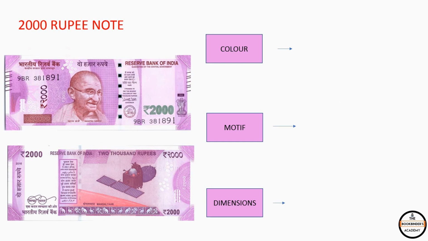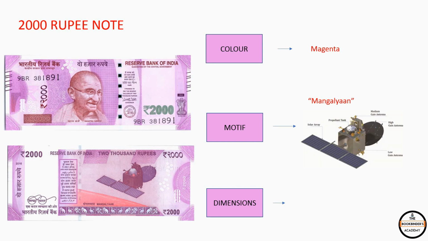Here we have the 2000 rupee note. The color is magenta. The motif is that of Mangalyaan. Mangalyaan was a Mars orbiter mission sent by ISRO, which was launched on 5th November 2013, and it reached the orbit of Mars on about 24th of November. This is how it looks, and it is said that it is the first mission in Asia that succeeded in the first attempt itself. Dimension 66 by 166 millimeters. I think this is one of the easiest to remember because it's just a lot of 66 by 166 millimeters.